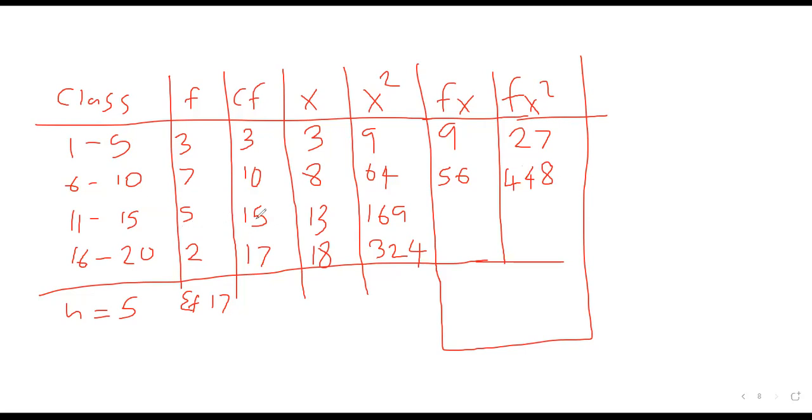Then we go here. 5 times 13 is 65. And 5 times 169: 845. Here, 2 times 18 is 36. And here, 2 times 324 is 648.